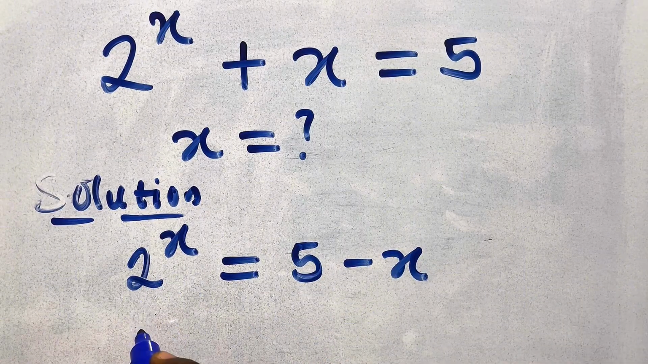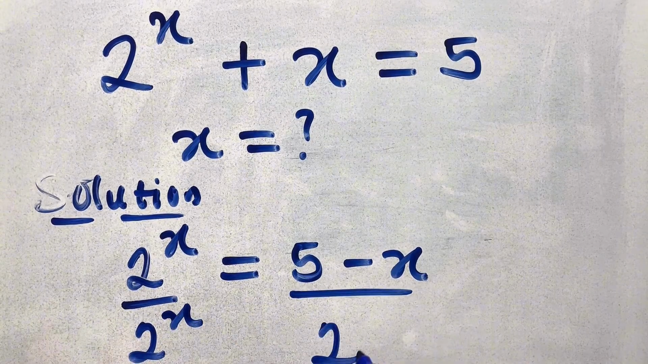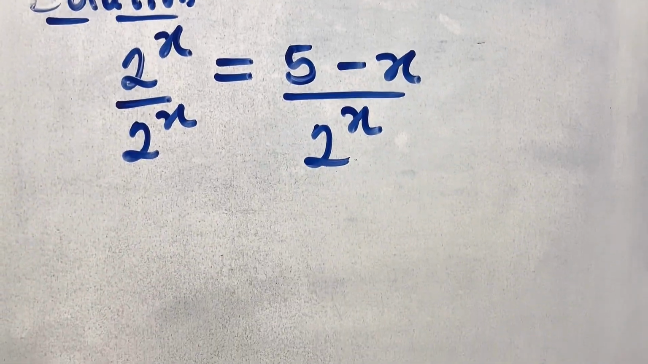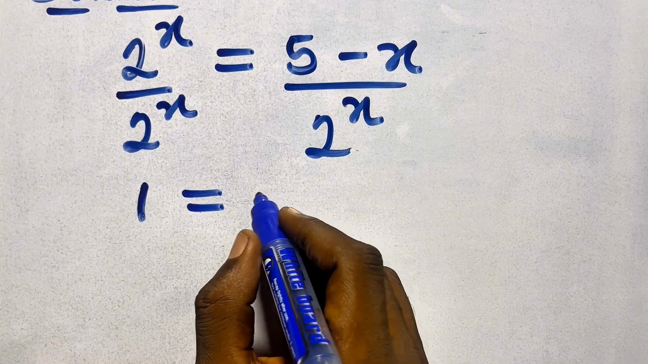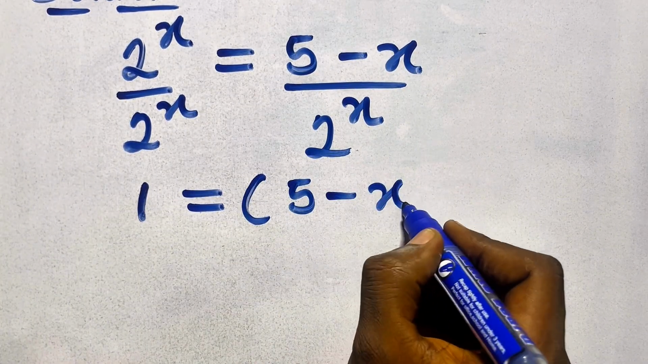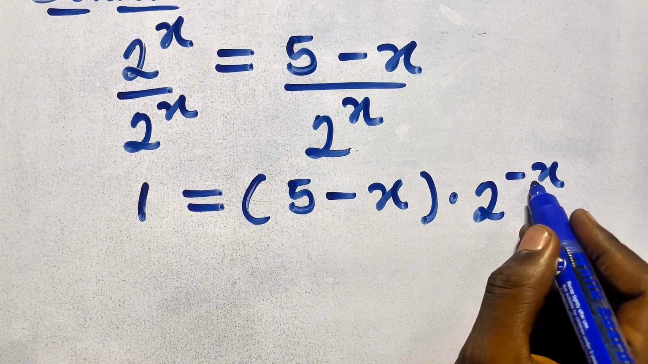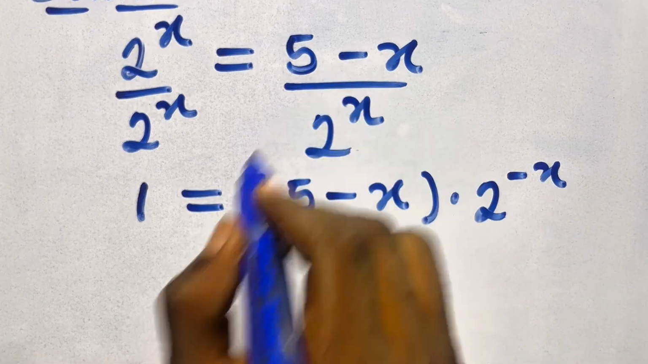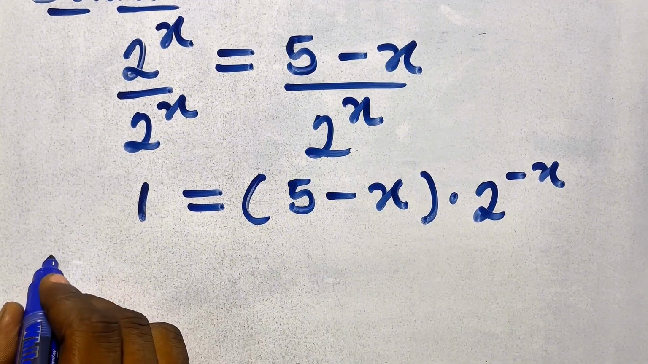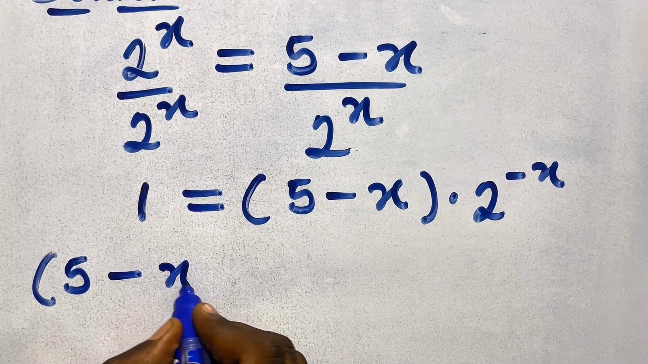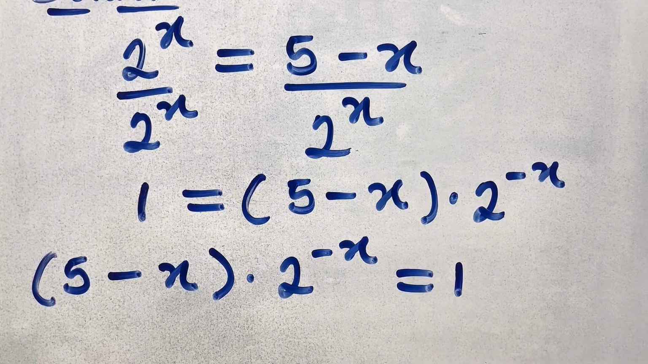Then we can divide both sides by 2 raised to the power x. Then we will have 1 equals 5 minus x, multiplied by 2 raised to the power minus x. So this is a negative index. If we simplify this, we get this back. Then let's arrange this: 5 minus x multiplied by 2 raised to the power minus x equals 1.